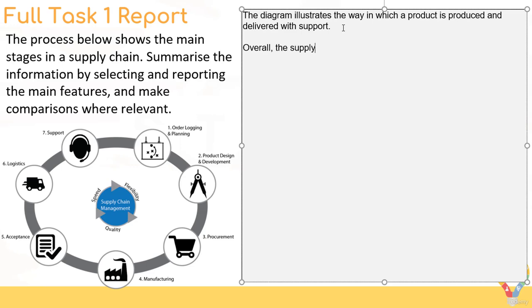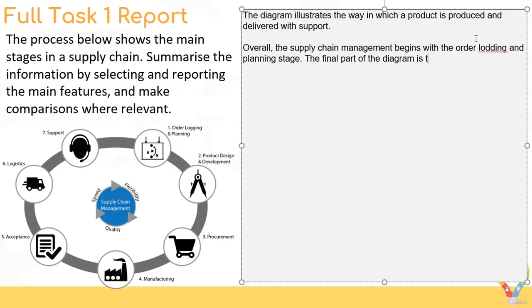Overall, the supply chain management begins with the order logging and planning stage. The final part of the diagram is the support stage of our process. So let's just quickly read our overview back.